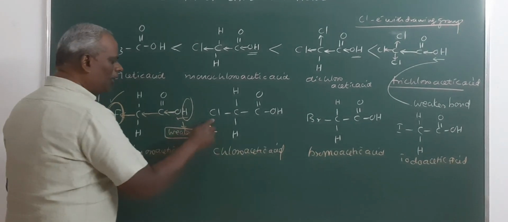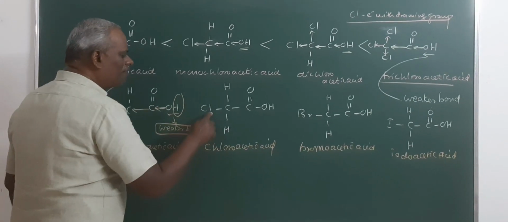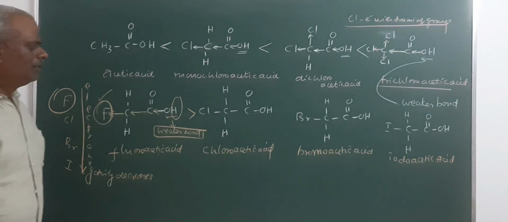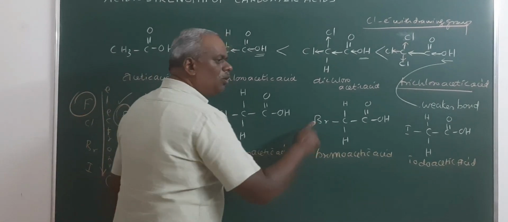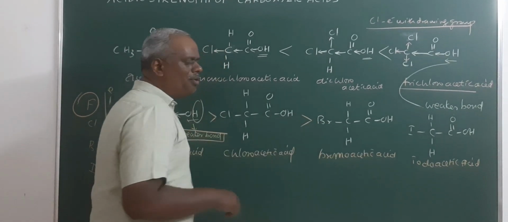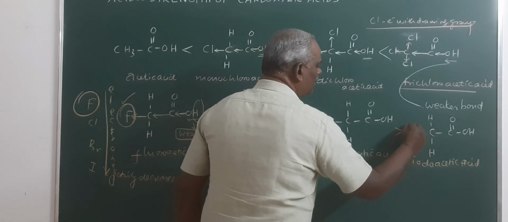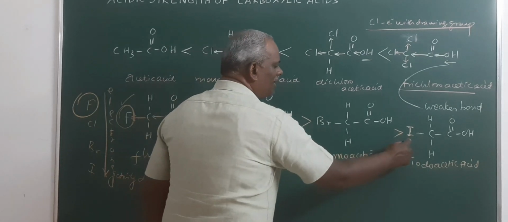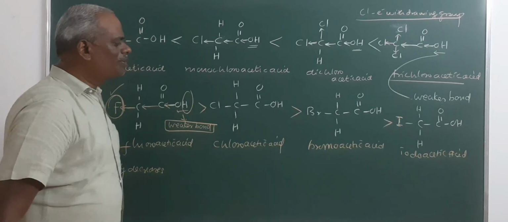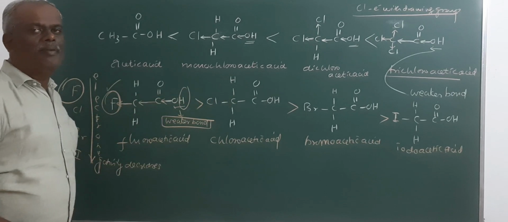Here the chlorine is also electronegative, but compared with fluorine it is less electronegative. So its electron withdrawing power decreases, and hence acidic strength decreases. On comparing chlorine and bromine, bromine has still lesser electronegativity, so acidic strength falls. Iodine has the least electronegativity, and hence the least electron withdrawing power, and hence the iodo-substituted acid is weaker. So this is also an interesting comparison.